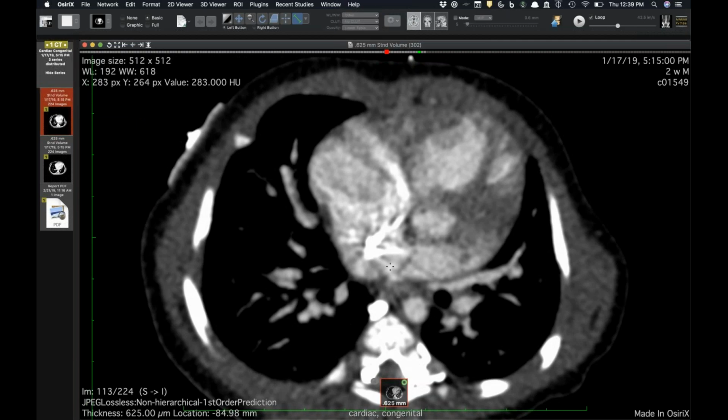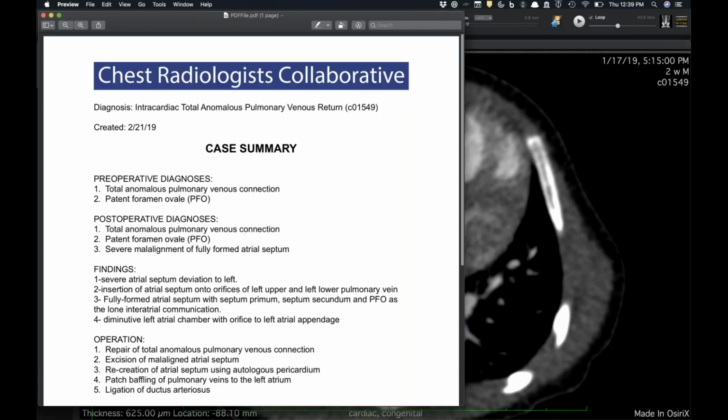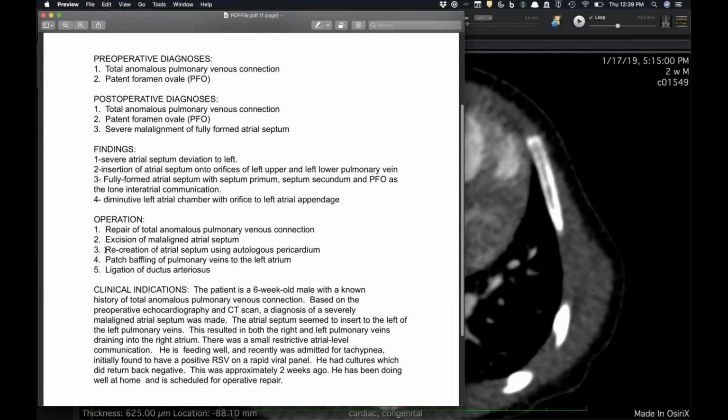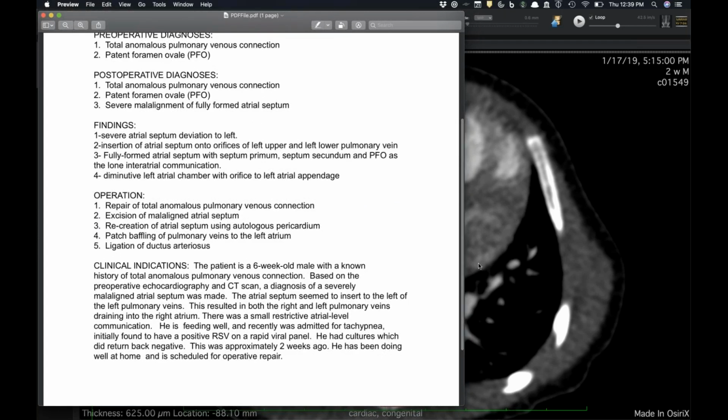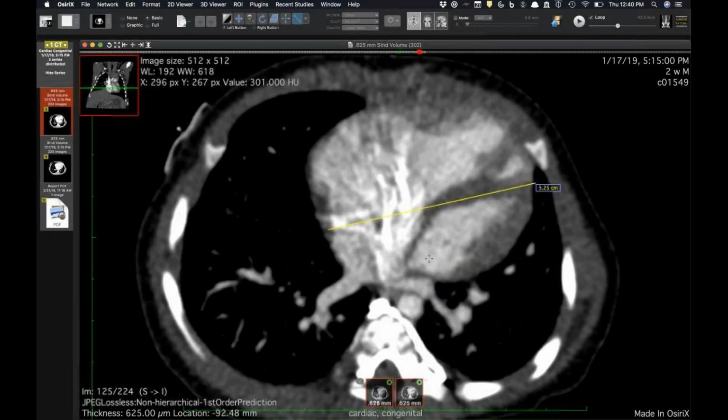And this actually turned out to be what it was: total anomalous pulmonary venous return, an intracardiac type. It turned out to be a fairly straightforward surgery, because the surgeon found in the operation a completely formed atrial septum. It had all of the parts. They were just migrated to the left. So he basically just recreated it, moving the position of it and using some pericardium to recreate an atrial septum in the expected location.